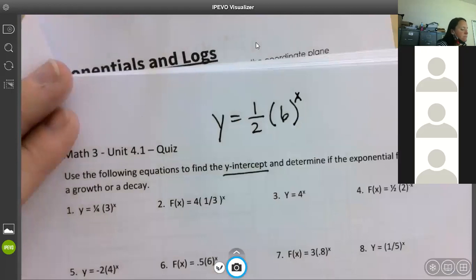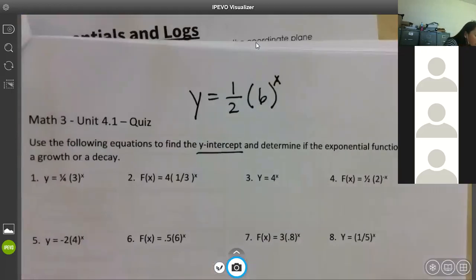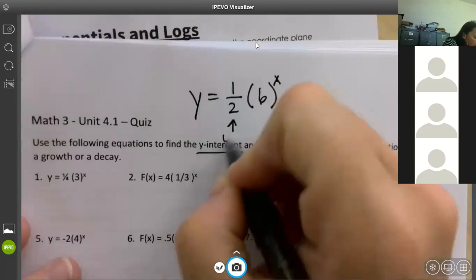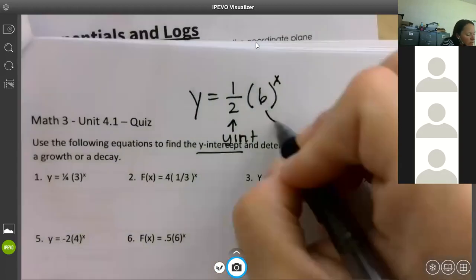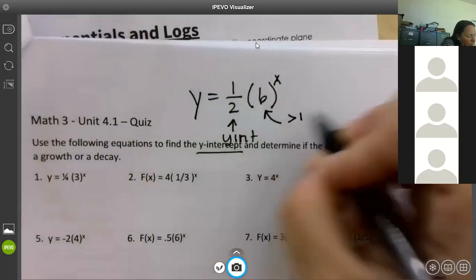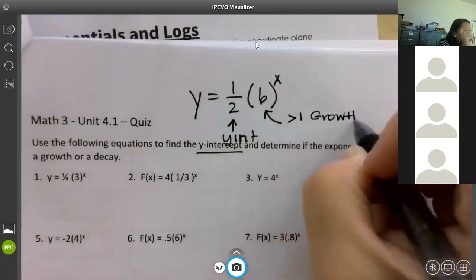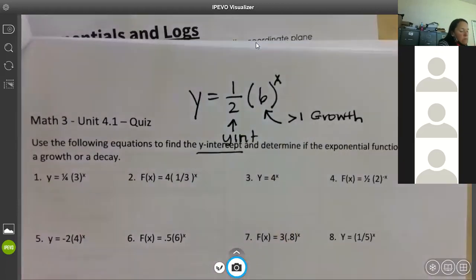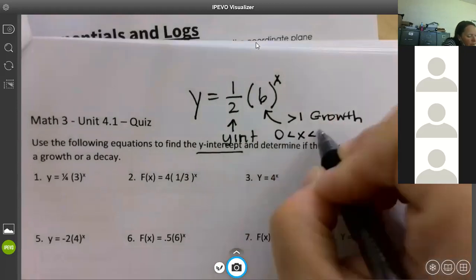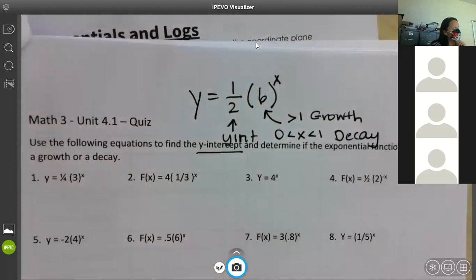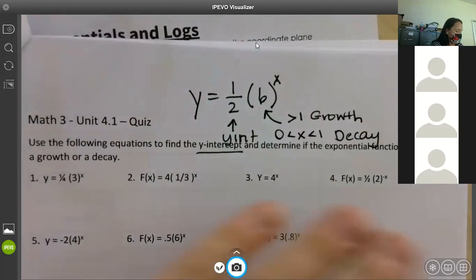So again, here's an example. y equals 1/2 times 6 to the x. This number is your y-intercept. This number, if it's greater than 1, it's growth. Watch for negatives. I see one on number 4. That's a little tiny negative, so watch on number 4. If it's between 0 and 1, it is decay. That's all you're doing on this one. Okay? Pick out your y-intercept. It's the number in front. Tell me whether it's growth or decay.